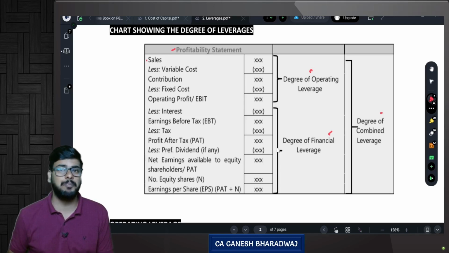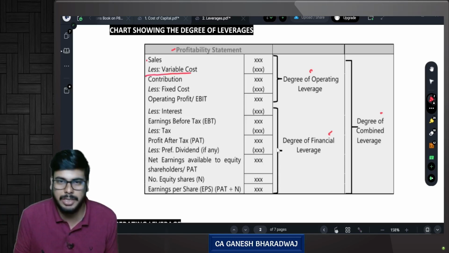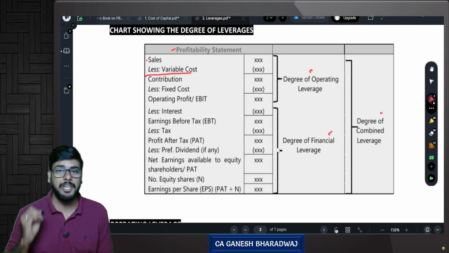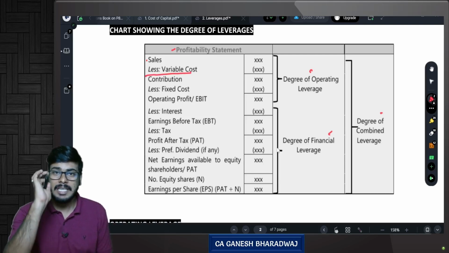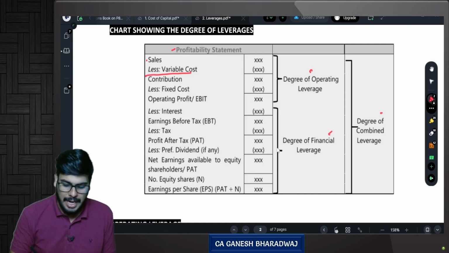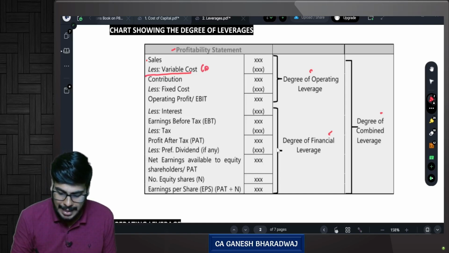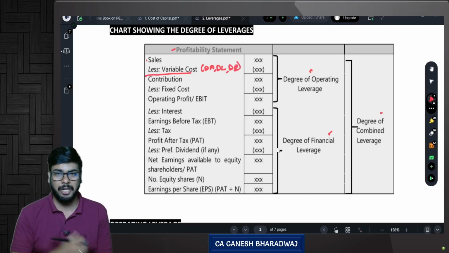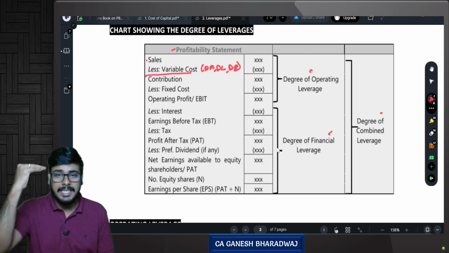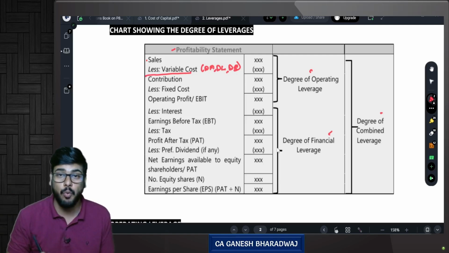Sales, that is the topmost, the first line item. Sales less variable cost gives you contribution. What do you mean by variable cost? A cost that varies with my production. Examples for this are direct material, direct labor, direct expenses and all. Technically, all these are a subject matter of discussion in costing. Clear? Sales minus variable cost gives you what?